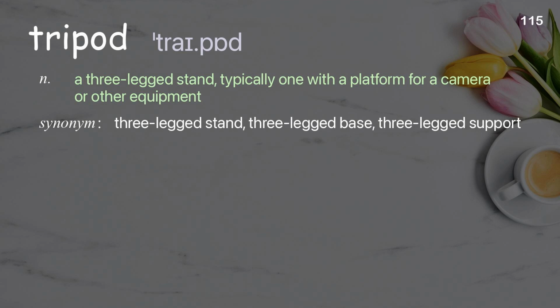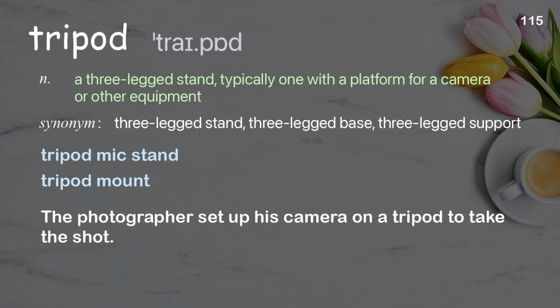Tripod. A three-legged stand, typically one with a platform for a camera or other equipment. Examples: Tripod mic stand. Tripod mount. The photographer set up his camera on a tripod to take the shot.